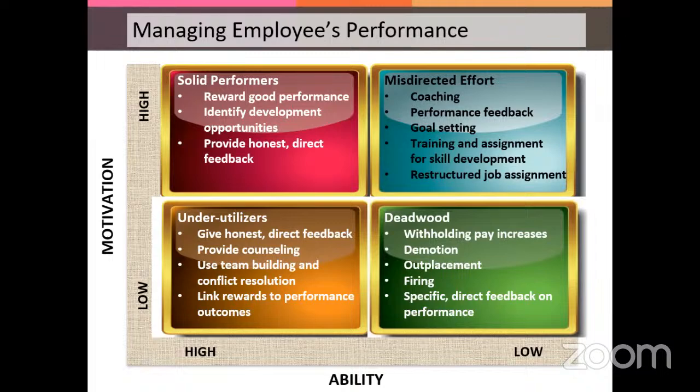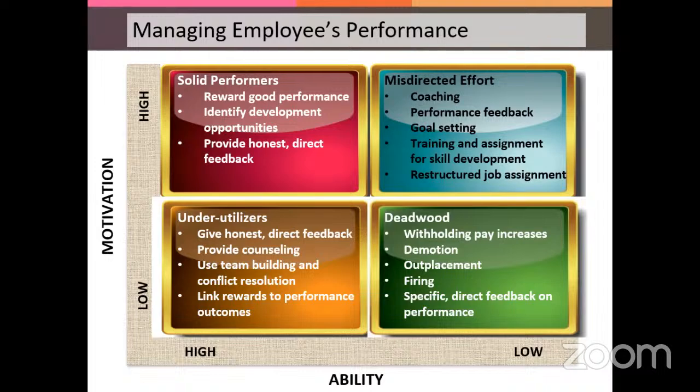Then still on that first column, you have low motivation but high ability. You call them underutilizers. How do you deal with them? Give them honest, direct feedback, provide counseling, use team building and conflict resolution, and link rewards to performance outcomes.